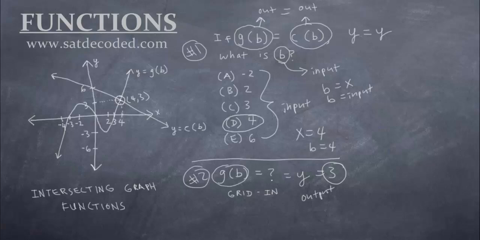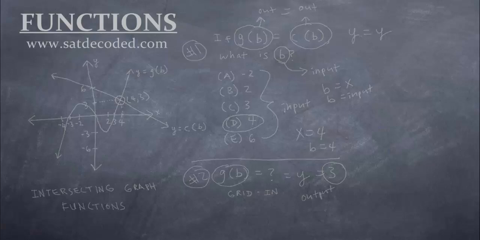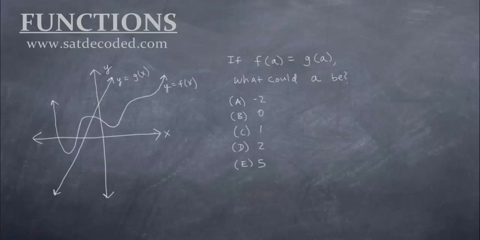Let's take a look at another similar question to this. So I'm going to go ahead and clear this and open up another question. So here it is. It says, if f of a equals g of a, what could a be? Notice how this time there are no tick marks on the graph at all. And that's actually not a mistake. That's done on purpose. This really requires us to reason our way through this question.